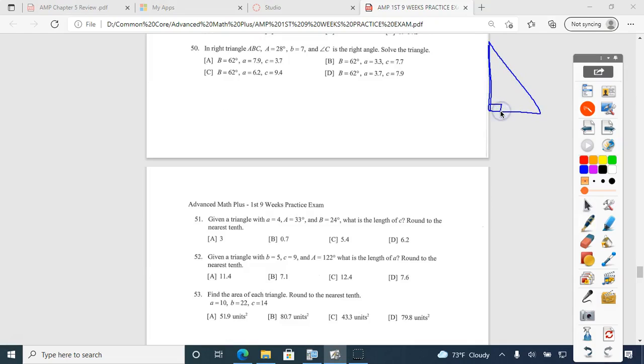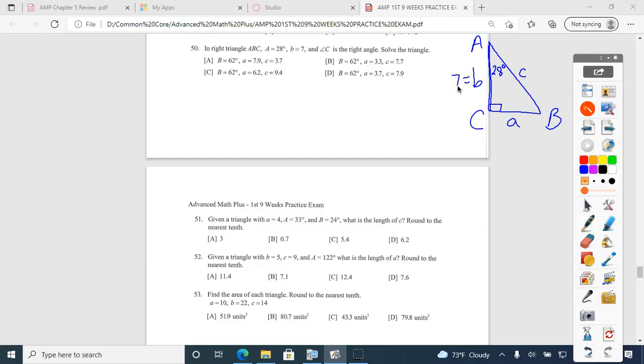Again, when you're drawing your own triangle, you know C is the right angle. So that's little c. It does not matter where you put angle A and angle B. I know this is 28 degrees. I know side B is 7. And we've got to find all the other stuff.